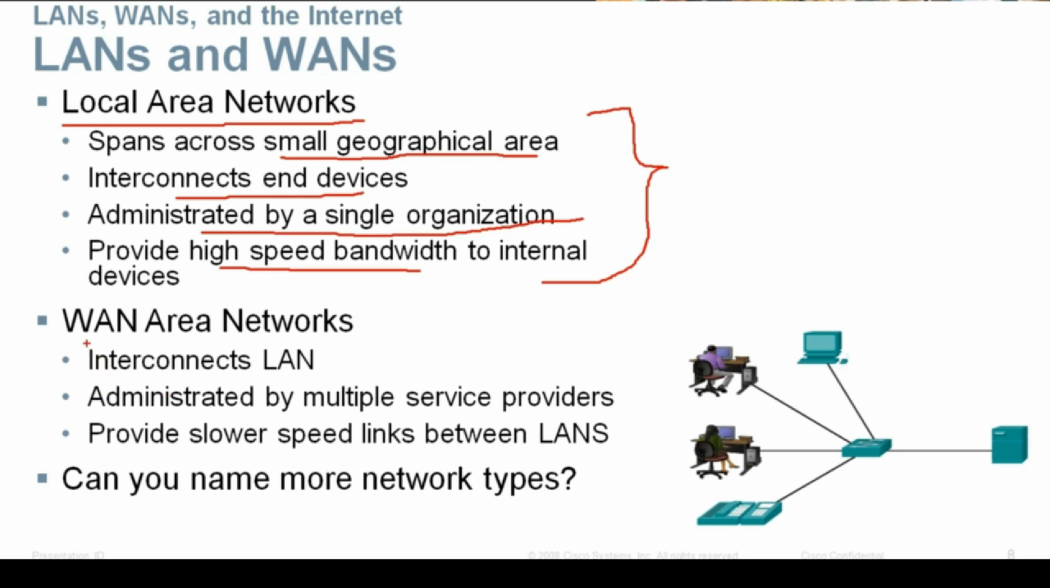At the other end you have the WAN, which is a wide area network. It is actually interconnecting the small LANs. So if you want to connect multiple LANs, at that time you have to use a WAN, which is a wide area network. It is administered by multiple service providers, so there is no centralized authority here, and it provides slower speeds compared to a LAN between the various LANs.